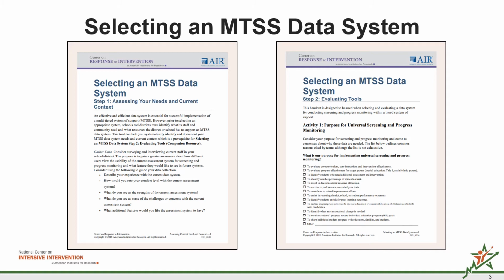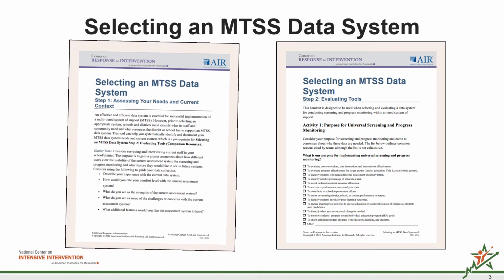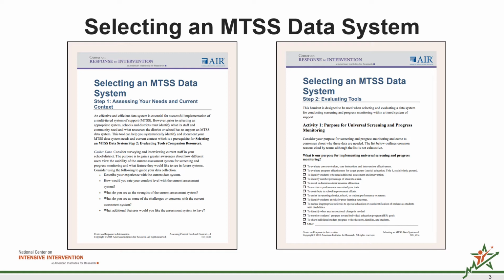Resource number 6. In number 6, we have selecting an MTSS data system. An effective and efficient data system is essential for successful implementation of a multi-tiered system of supports, or MTSS. However, prior to selecting an appropriate system, schools and districts must identify what its staff and community need and what resources the district or school has to support an MTSS data system. This two-step tool can help teams to consider both what their needs are and to evaluate available tools against those needs. The tools are provided in PDF and Word format to allow for customization as needed.